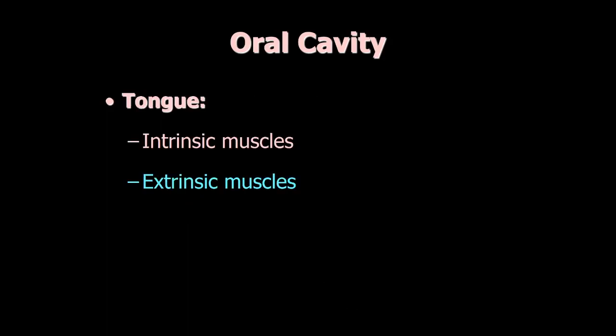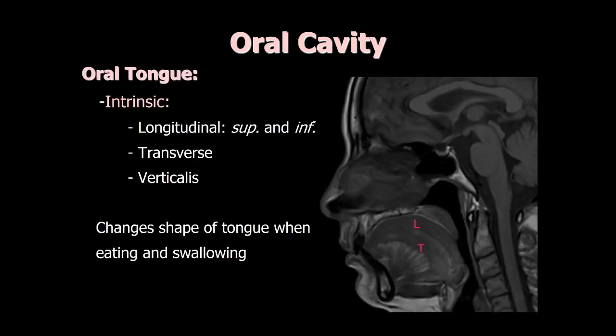One of the main components of the oral cavity is the oral tongue, which is composed of 4 paired intrinsic and extrinsic muscles. The intrinsic muscles play a role in changing the shape of the tongue for the act of eating and swallowing. The intrinsic muscles include the longitudinal, transverse, and verticalis muscles. In terms of imaging, the 2 muscles which we see often and easily are the superior longitudinal and the transverse muscles, as delineated on the MRI scan. You can see them on the sagittal images as 2 curvilinear bands of tissue.